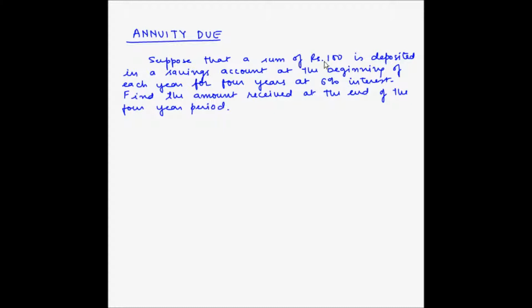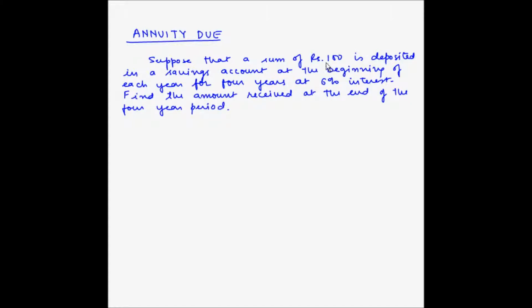Suppose that a sum of rupees 100 is deposited in a savings account at the beginning of each year for 4 years at 6% interest. Find the amount received at the end of the 4-year period.